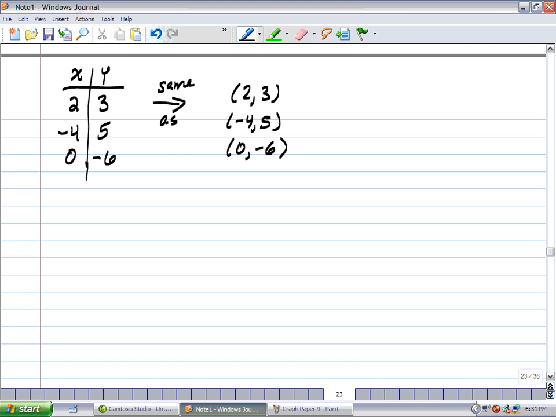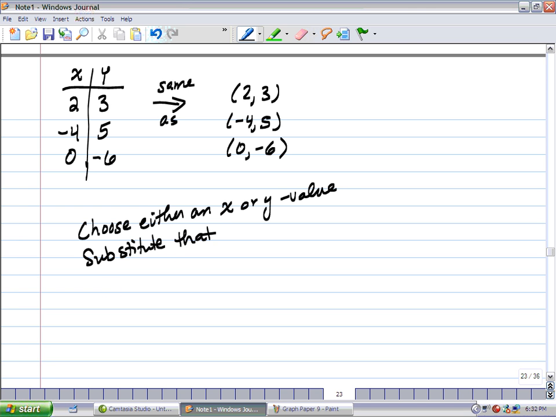What we're going to do in this section is graph lines using the tables. Then we're going to plot the points. So we first have to create the table, then we have to plot the point. To create the table, we're going to choose either an x or y value. We're going to substitute that in the equation, or plug it in, and solve for the other variable.